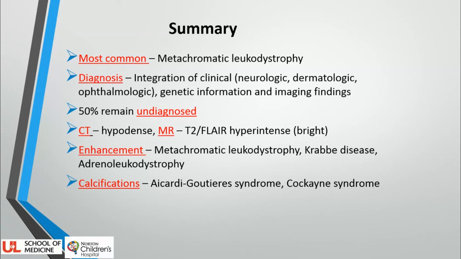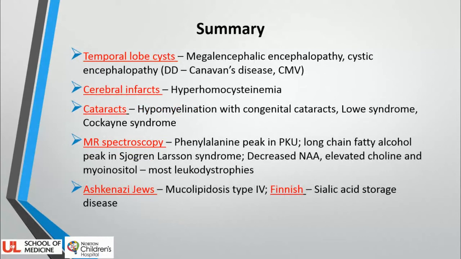There are some conditions which show similarities in findings, but many of them show characteristic features or patterns. Patients with metachromatic leukodystrophy, Krabbe's disease, and adrenoleukodystrophy demonstrate contrast enhancement. Calcifications are seen in patients with Aicardi-Goutieres syndrome and Cockayne syndrome. Patients with megalencephalic leukoencephalopathy and cystic leukoencephalopathy demonstrate subcortical cysts, typically in the temporal lobes. Patients with hyperhomocysteinemia present with cerebral infarcts. Cataracts are seen in patients with hypomyelination with congenital cataracts, Lowe syndrome, and Cockayne syndrome.